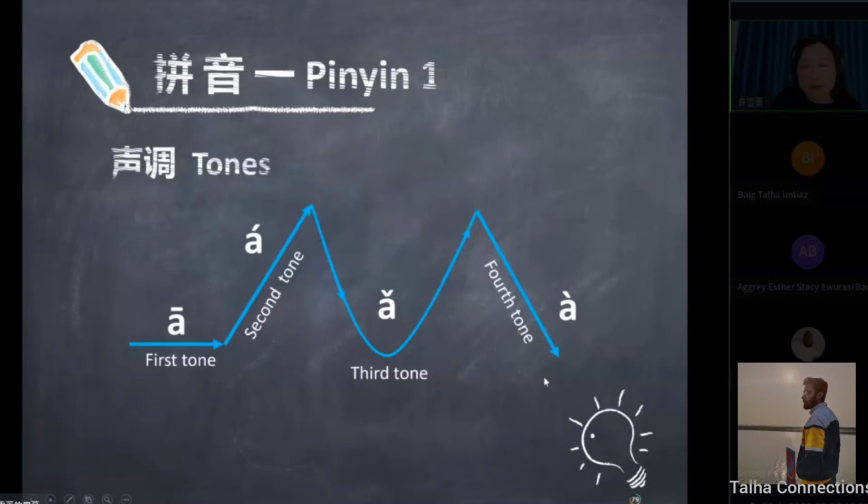All right, now you can follow me to read it, but you don't need to turn on your mic. Just try to imitate the tones.